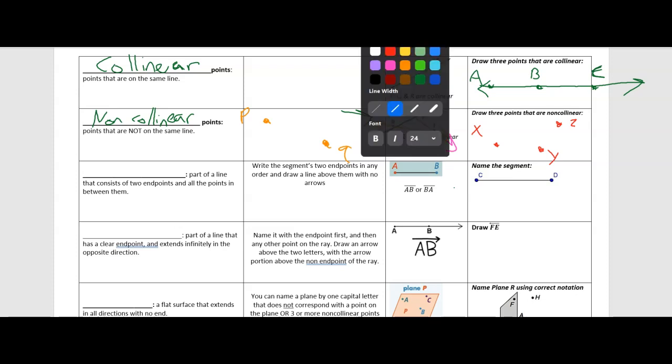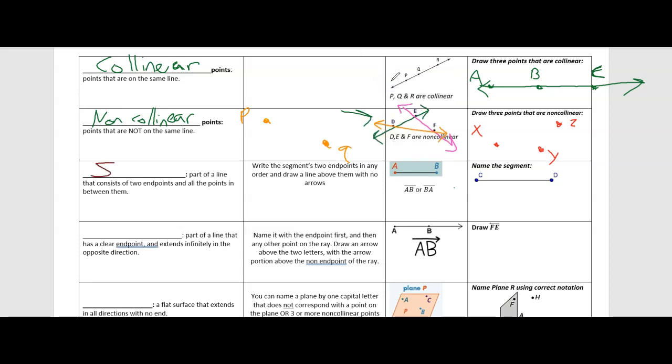Okay, let's move on to the next word. A segment is a part of a line that consists of 2 endpoints and all the points between them. So if we come over here and look at our example, a segment is still made up of an infinite amount of points, but it has strict endpoints. So it does not extend forever. There are 2 clear places where the segment ends.